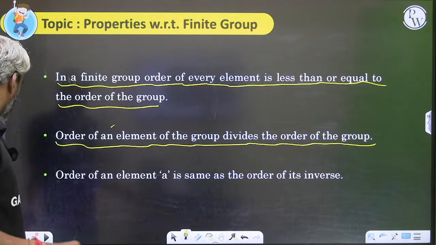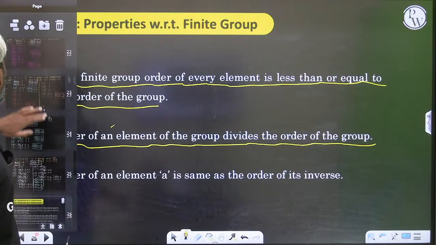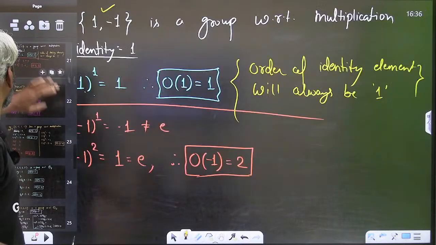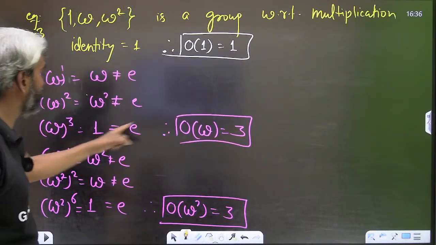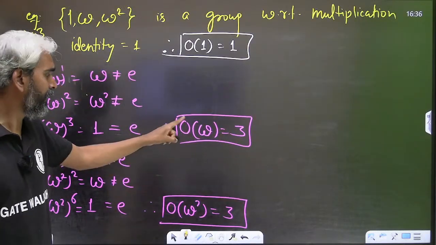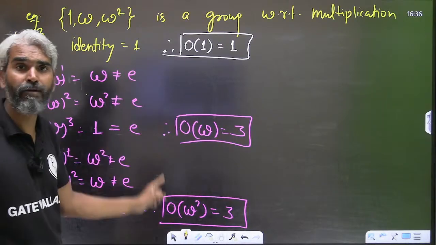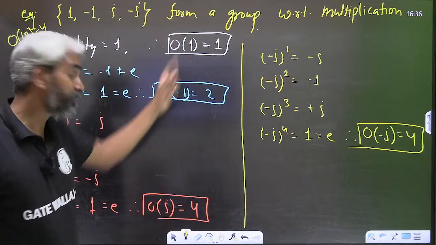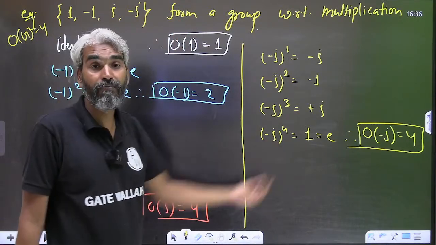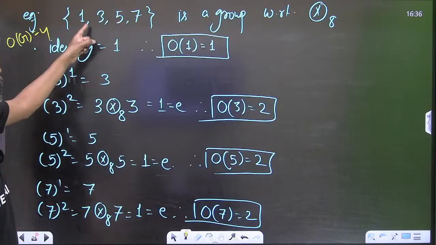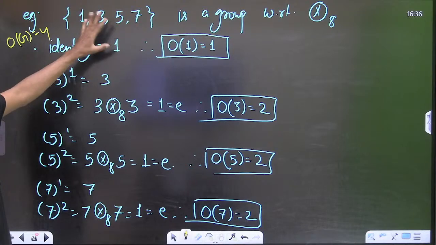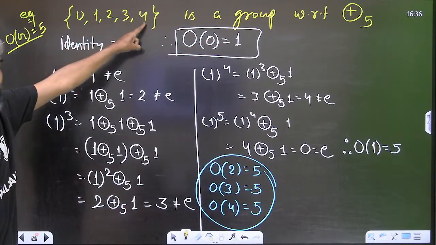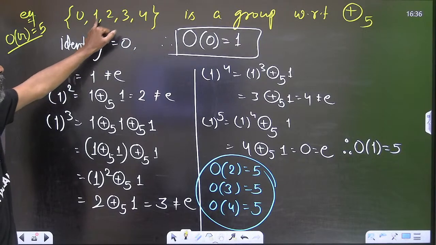Now, let's go back and try to understand. What do we know? Here, the order of omega is the same as the order of omega square, because omega and omega square are inverses of each other. Here also, iota and minus iota are inverses of each other, so the order of iota is the same as the order of minus iota. In this case, the inverse of 3 is 3, but that's a different thing and not important. The order of 1 and the order of 4 will be the same, because 1 is the inverse of 4.